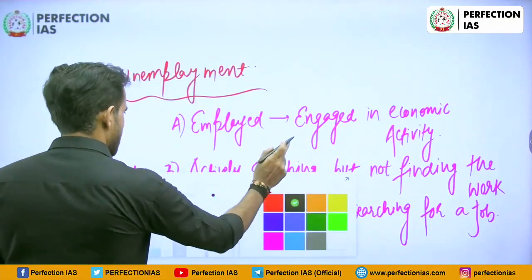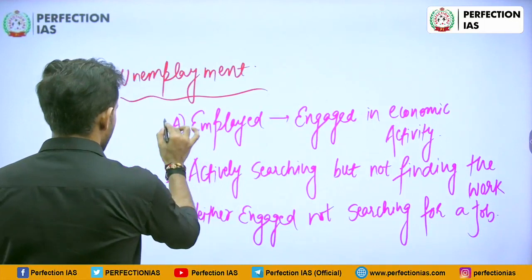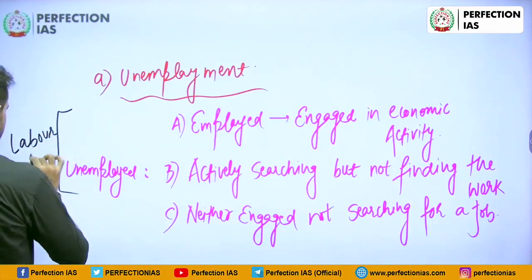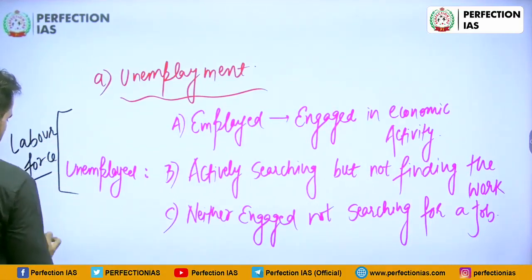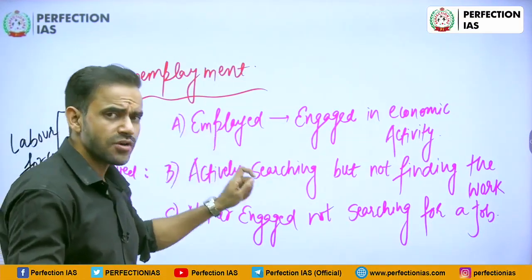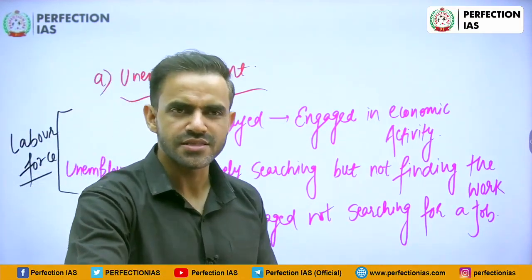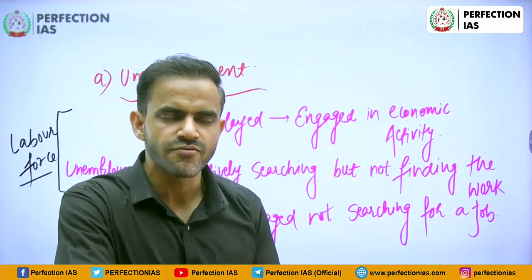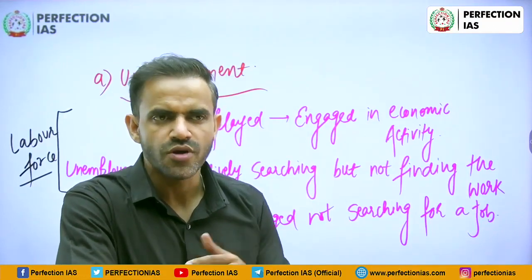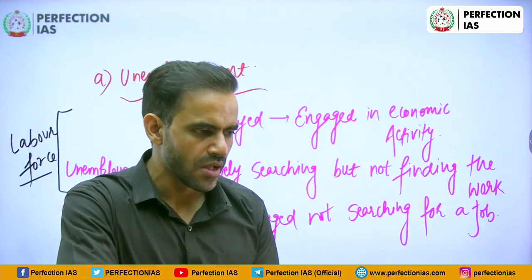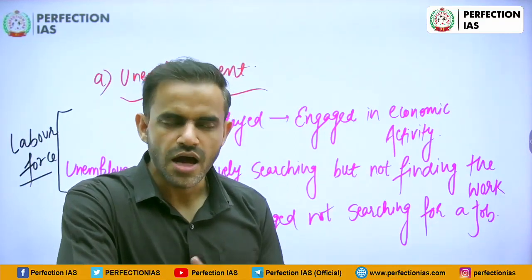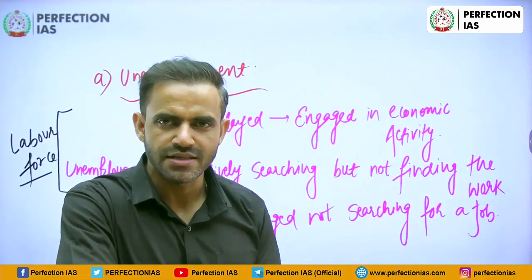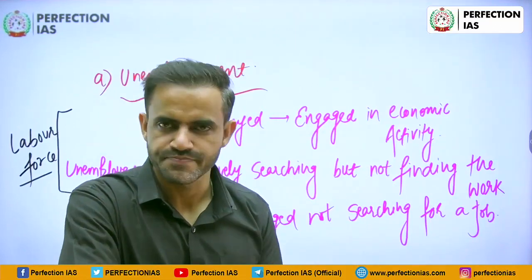Now, if we consider A and B, this is our entire labor force. In this labor force, there are two components. A, that component which is already working somewhere, that means engaged in some economic activity. Here, economic activity means the person is receiving some kind of financial benefit. For example, you are working somewhere and the company is paying you a salary. Now, the problem is housewives who are doing some kind of work but are not getting a salary. That is why they are not considered as employed.